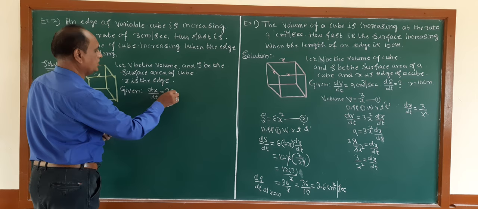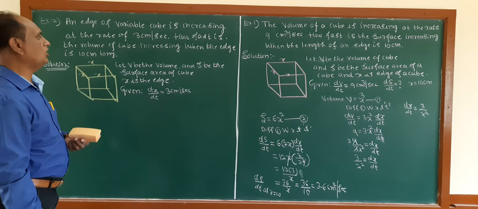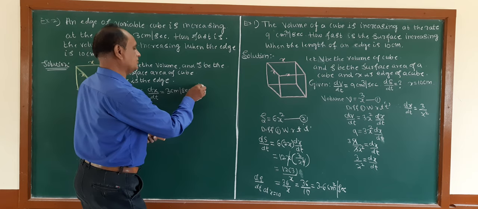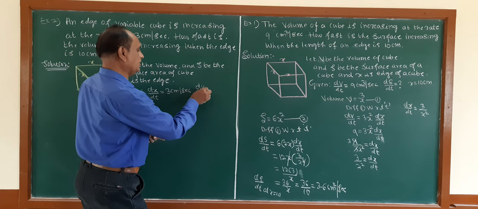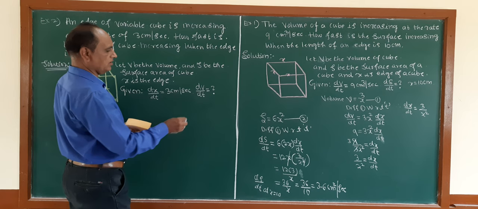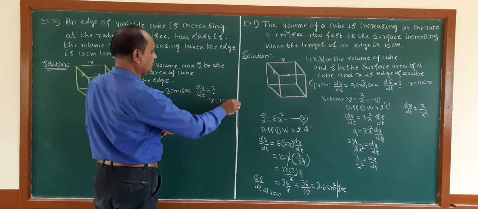Then how fast is the volume of the cube increasing? So dV by dt is equal to question mark, when the edge is at 10 cm. So when x is equal to 10 cm. So these are the given.